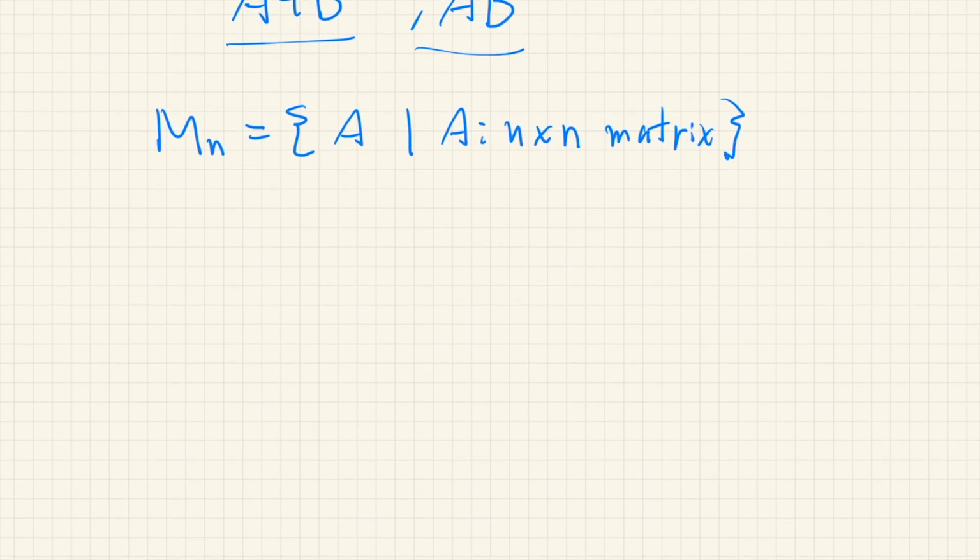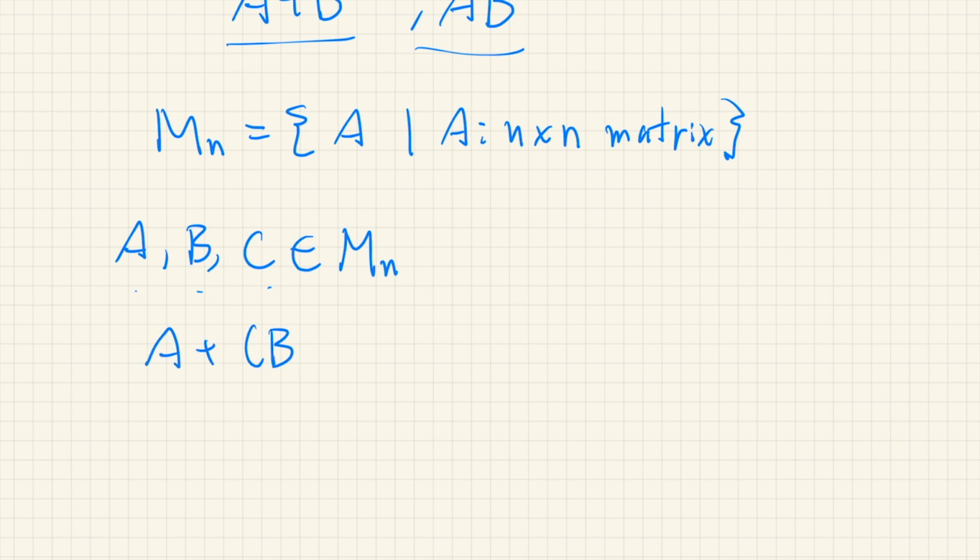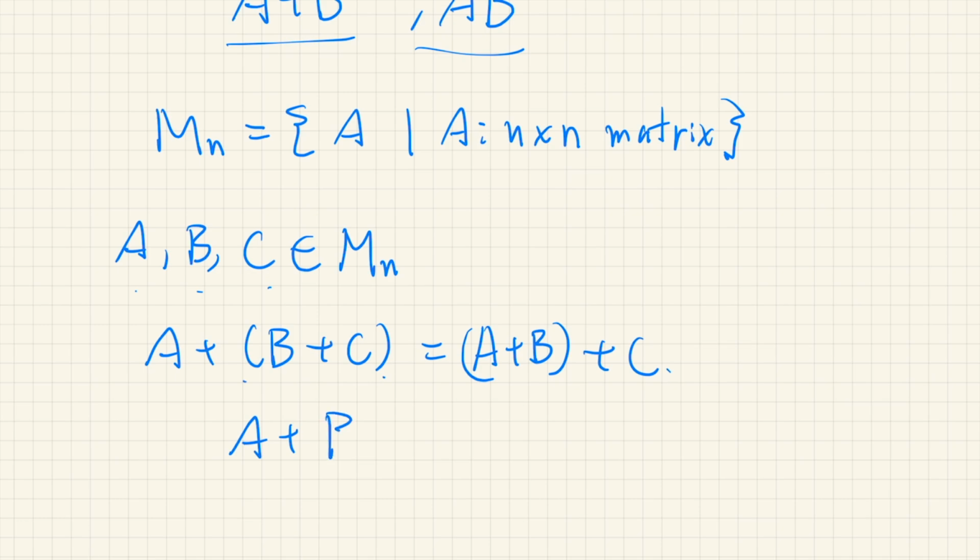And let us summarize the properties of this set. First, if A, B, C are elements of this set, that means A, B, C are all n by n matrices, then we have the associativity of addition: (A plus B) plus C is equal to A plus (B plus C). And the second property of addition is commutativity. That is, A plus B is equal to B plus A. So we can swap the order of addition.